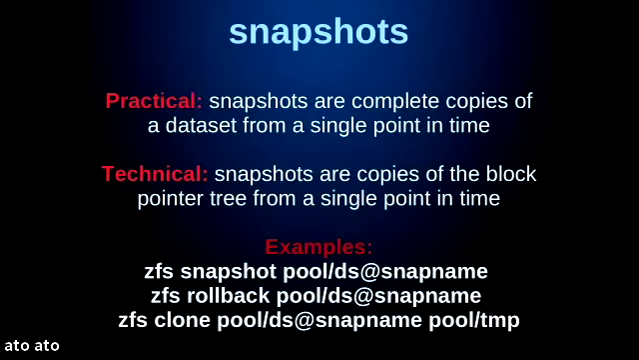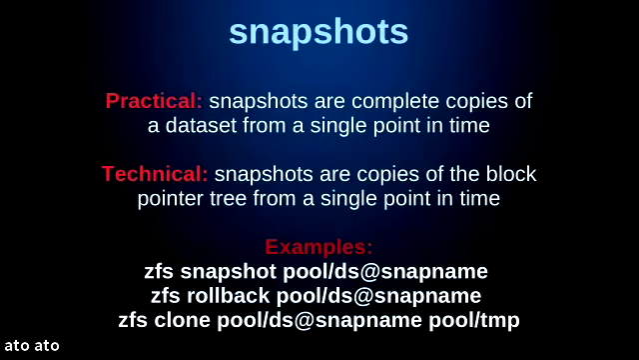Examples: you take a snapshot with zfs snapshot pool/dataset@snapshot-name. You can roll it back instantly. Now, taking a snapshot is instantaneous. I don't care how big your dataset is. You take that snapshot, the command returns, because again you're just saying this block pointer tree is immutable and making a copy of it. It's very rapid. Rollbacks are also very rapid because you're not actually writing data on disk.